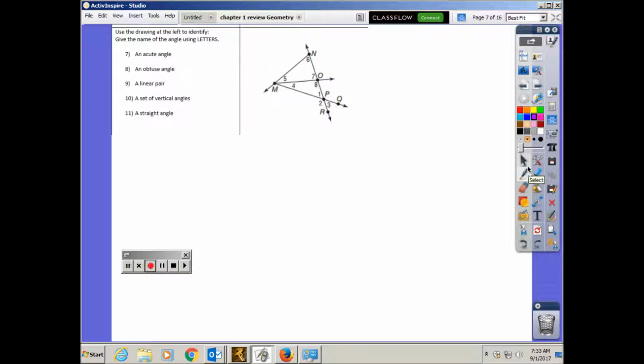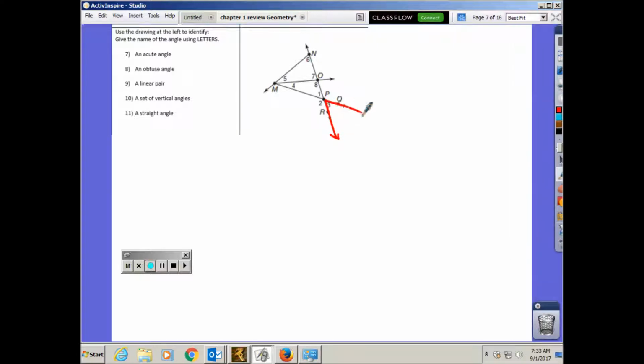So an acute angle means an angle less than 90 degrees in measure. So for instance, I can see that that is an acute angle. And I can call that angle Q, P, R, or I can call it angle R, P, Q. But since P is the vertex, I have to use P as the middle letter. Since there's a 3 there, I can also call it angle 3, but the directions said identify the angles using letters.